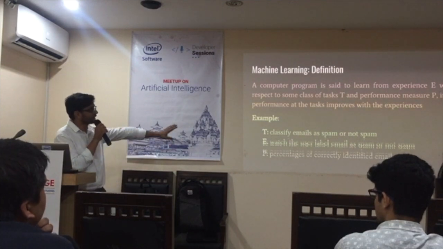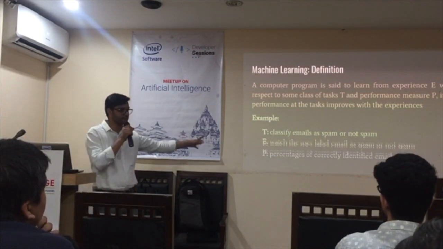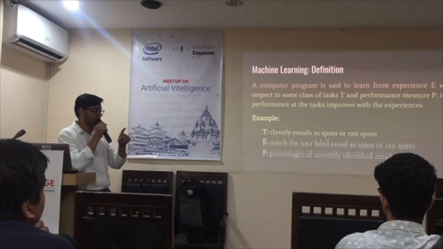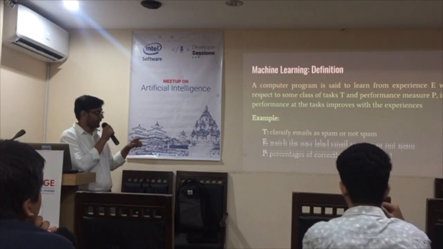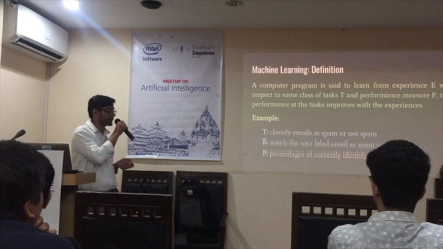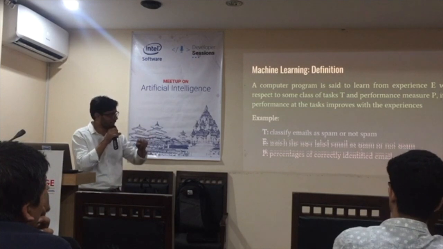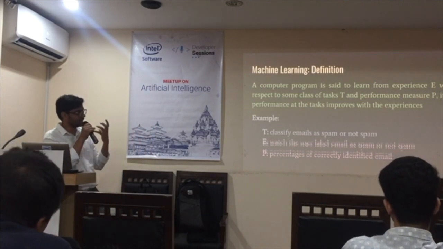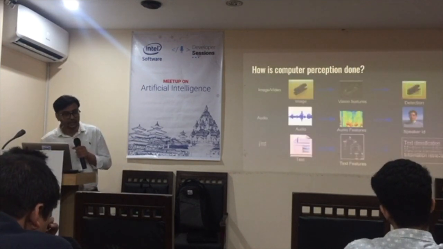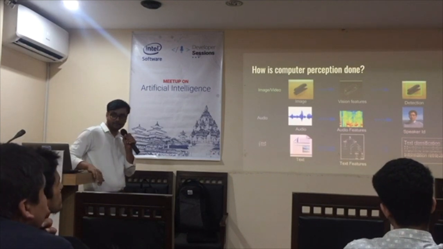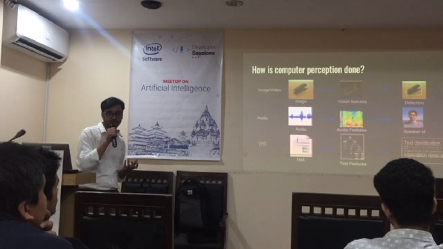Suppose the task is to classify emails as spam or not spam. Now the experience is watching the user label each email as spam or not spam. And the performance is the percentage of correctly identified emails. Over time, as the user labels emails as spam or not, if the system improves at correctly identifying emails, then the system is said to be learning. So this is the basic concept of machine learning. I hope you have got it. So now, how is this actually done in the computer?